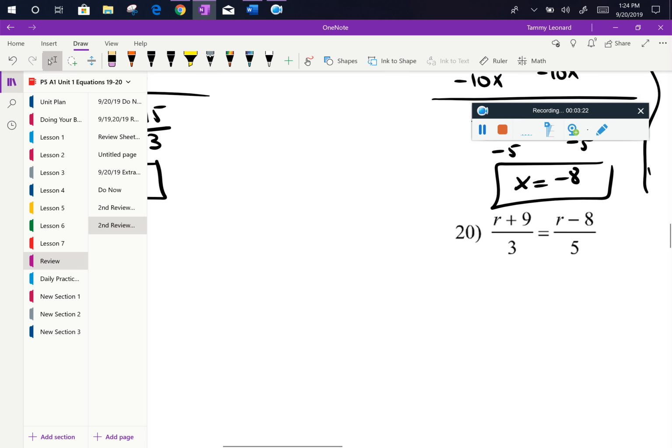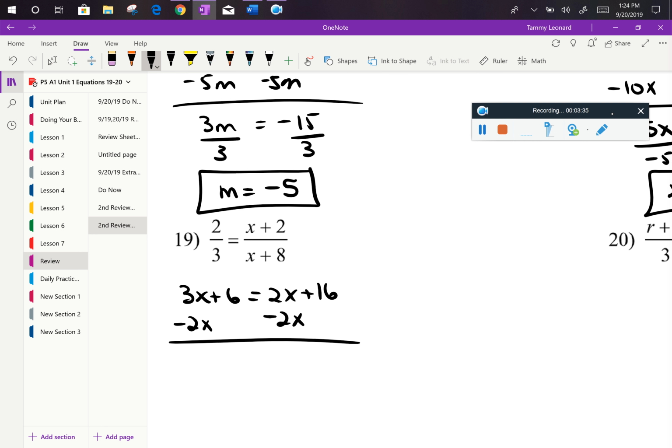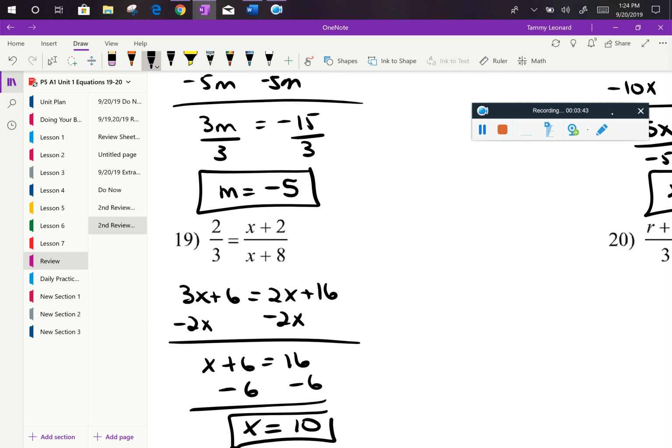Taking a look at problem number 19, we cross multiply to get that 3x plus 6 is equal to 2x plus 16. If we subtract 2x from each side, we'll have a positive x plus 6 equals 16. Subtracting 6 from each side tells us that x is equal to 10.